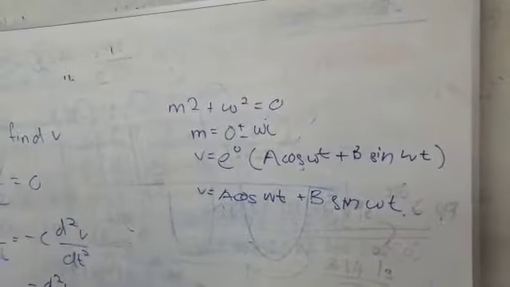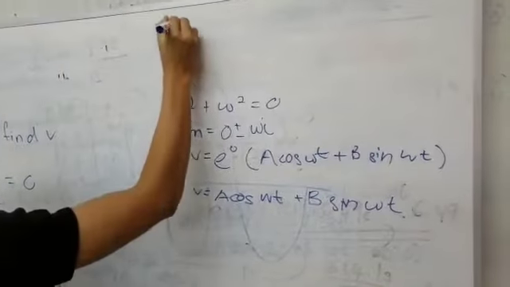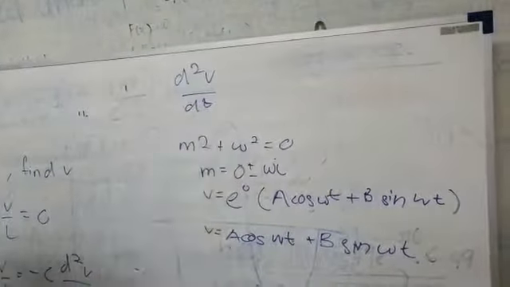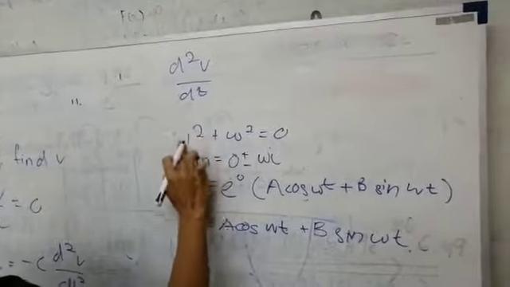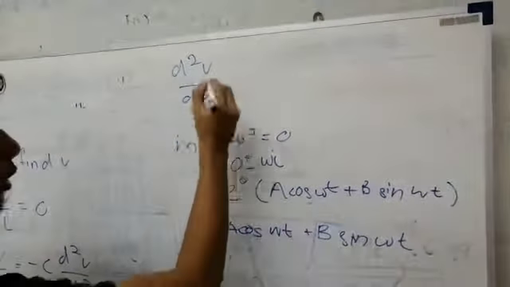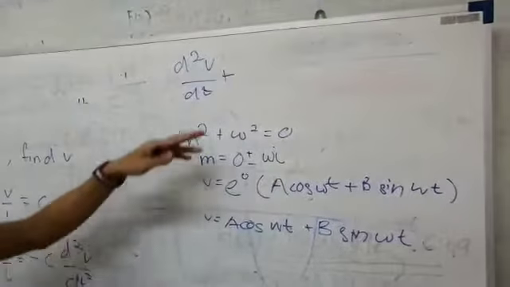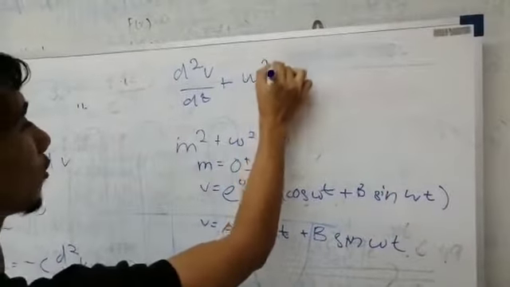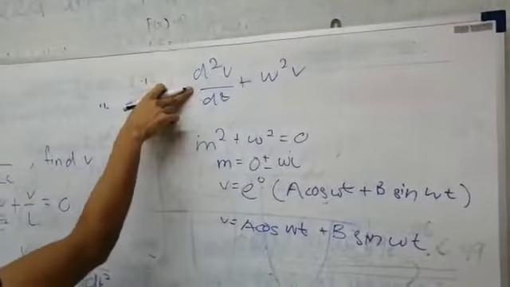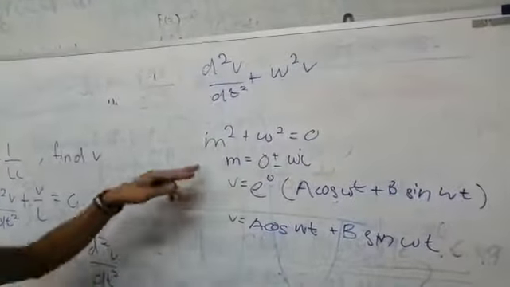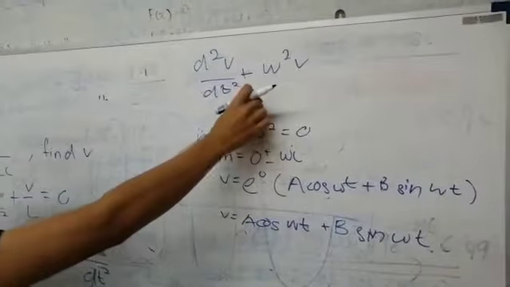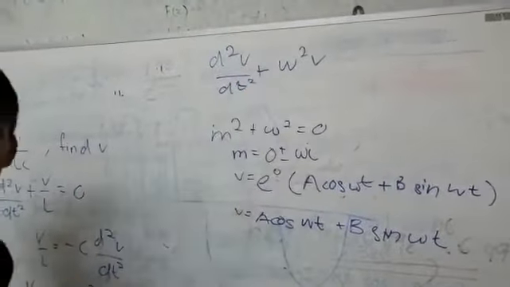That d square V over dt square will become m square, plus this omega square V. D square V over dt square will become m square, and omega square V will become omega square. It's just the same as linear equation.